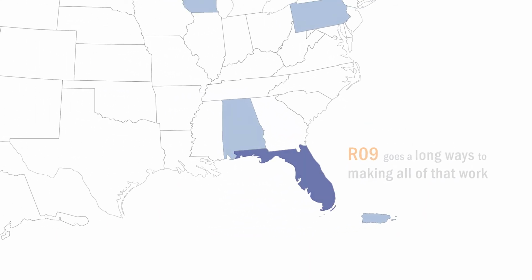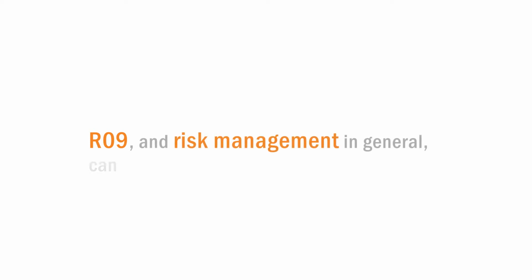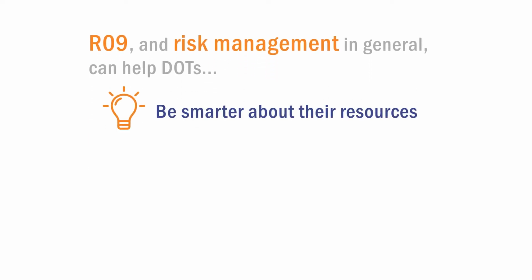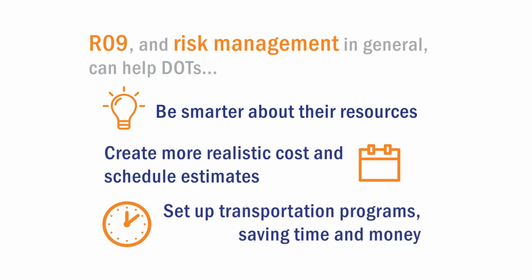Many transportation agencies are holistically assessing how they approach risk management. With commitment from all levels across an agency, R09 and risk management in general can help DOTs be smarter about their resources, create more realistic cost and schedule estimates, and be used to set up transportation programs, saving time and money in the long run.